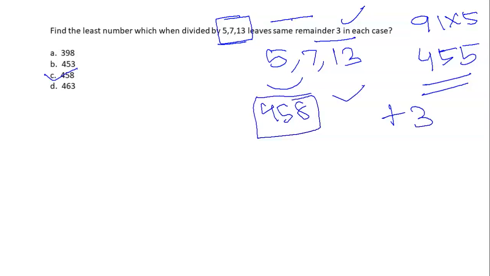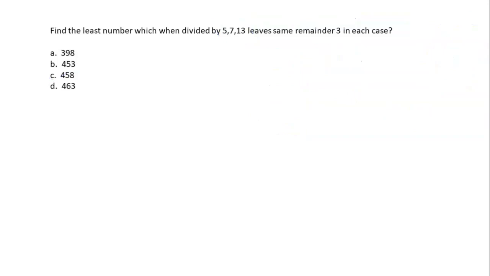But the best way of solving questions like this is eliminating options. In your place, what I do is, the number divided by 5 should leave a remainder of 3 in each case. So the number minus 3 should be divisible by 5. Which means the last digit of the number minus 3 should be 0 or 5.